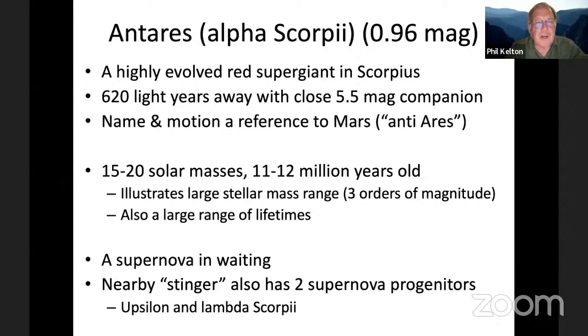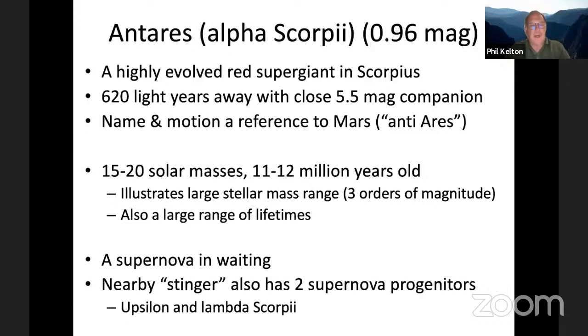It's a very massive star, 15 to 20 solar masses, quite young. And of course, because it's very massive, it's going to have a short lifetime. And it illustrates the point that there's roughly a 3 order of magnitude difference in the masses of stars, from down about 8% of the mass of the sun up to roughly 100 times the mass of the sun. And because it's very massive and quite young, it's a supernova in waiting.